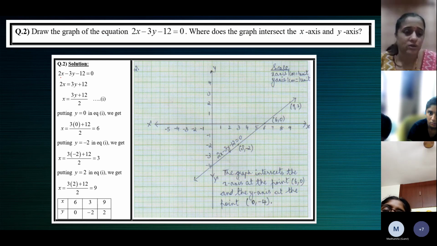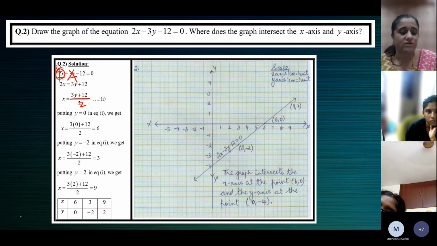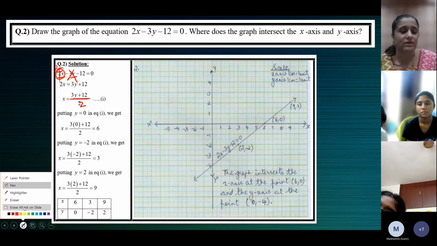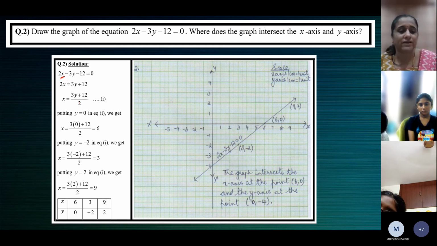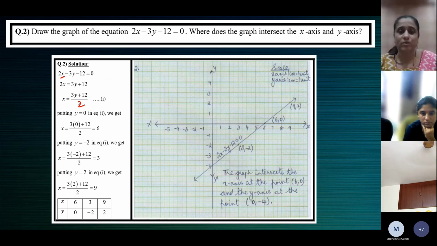And I told you 2x, 3y. Don't use y. Write x in terms of y because 2x, so you will get by 2. If it was 4x, you will get by 4. If it is 5x, you will get by 5. So you can make out what the denominator will be. Even if the numerator is 7, 7 by 2 is 3.5 only. You can plot 3.5. It will be between 3 and 4.